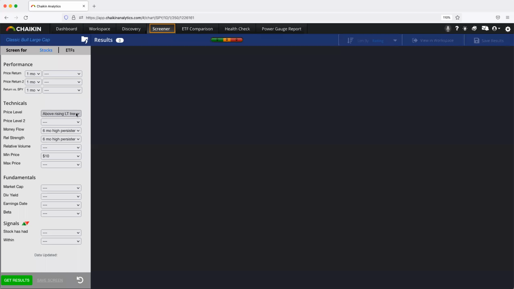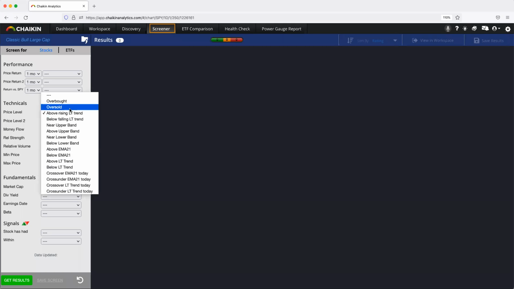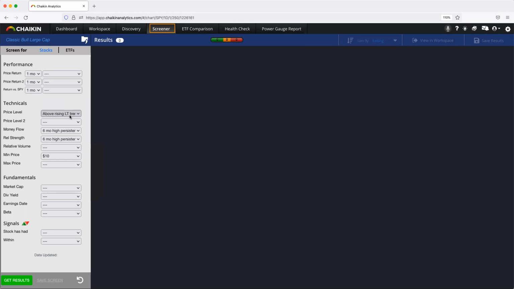However, a stock could still be above a falling long-term trend line and be considered bullish. Here in technicals, by choosing above a rising long-term trend line, we make sure that our stocks are not only above the long-term trend, but that it is still going up. If you think about how this is different to our bullish swing trade screen that we went over a week ago, when we're thinking about tactical entry points for shorter term trades, right? Stocks that have had pullbacks and are at short term lows, under price level, we chose oversold. In the case of these classic bulls, we are not doing that. We are just looking for solid trending stocks that have been trending up and are likely to continue. Again, this is all about a little bit longer term.